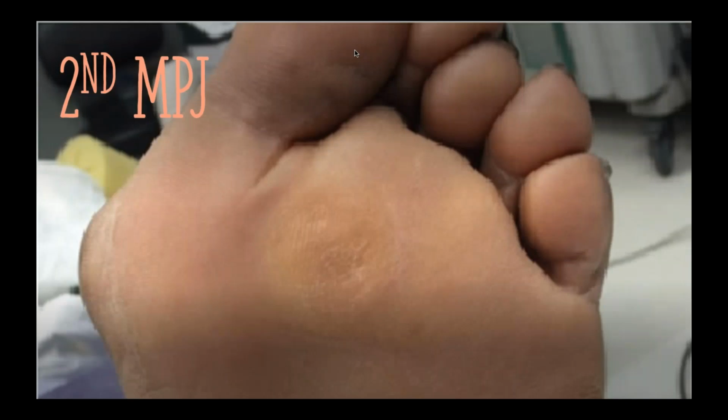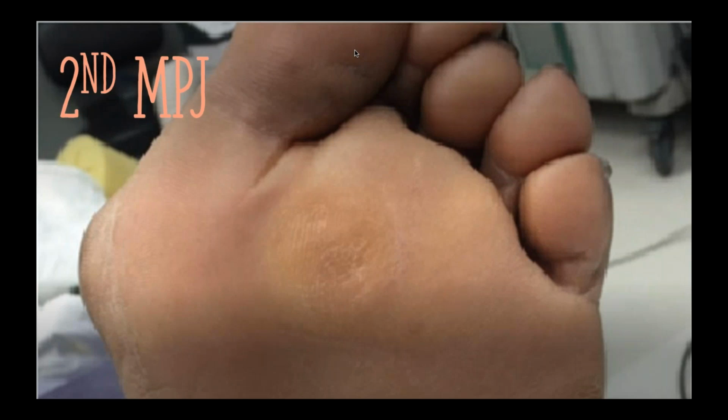Your next callus story that is being told is a callus underneath the second. So if you see this in any of your clients, what that is telling you is that they have excess pressure underneath the second met head or the second MPJ.